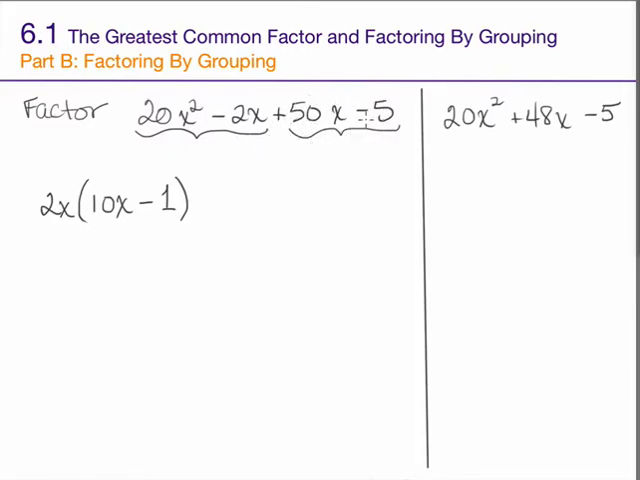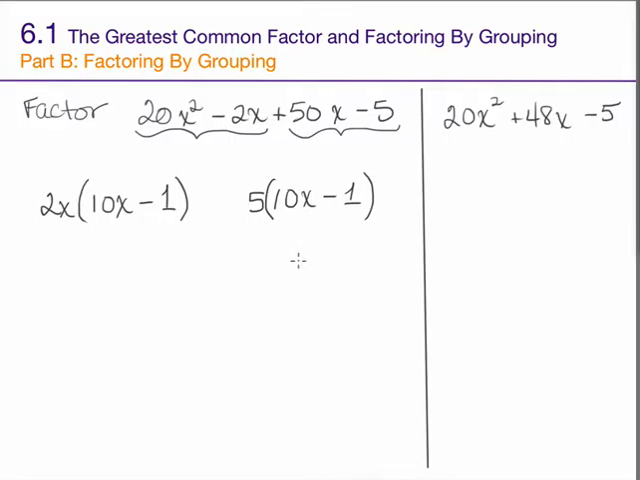Now, for these two terms, I can see that 5 goes into both 50 and 5. So 5 is the number part of my greatest common factor. What about the variables? Well, there's an x here, but there's no x here. So there's no shared factor of x. I can't undistribute an x because there's no x here. Distributing 5 to what gives me 50x? 5 times what is 50x? That would be 10x. And 5 times what is negative 5? That would be negative 1.